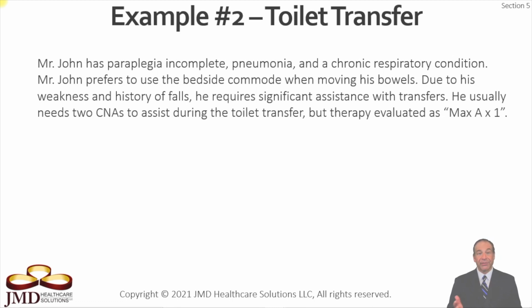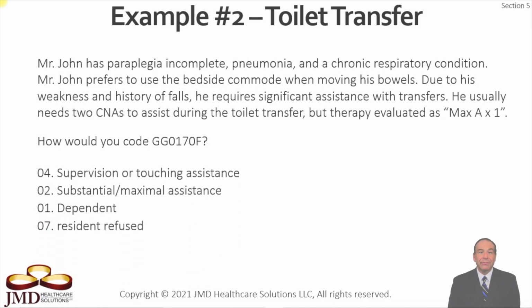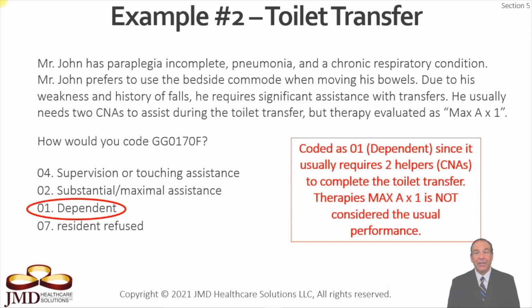All right, so here's one of those little conflicts. How would you code GG170F, toilet transfer? All right. Supervision, touching assistance, substantial, max assist, dependent, or refused. Now, this would be dependent. Why? 2 CNAs. Always is dependent. Code is 01 dependent, since it usually requires 2 helpers to complete the toilet transfers. Therapy's max assist ×1 is not considered the usual performance, right?